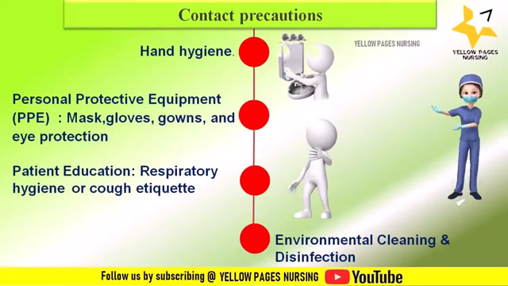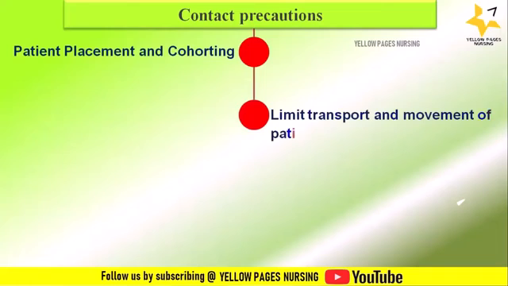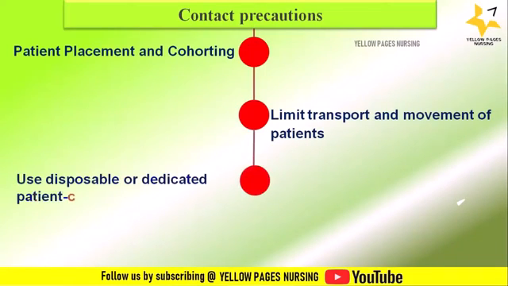Next, contact precautions include patient placement and cohorting, limit transport and movement of the patients, and use disposable or dedicated patient care equipment. Patient placement and cohorting includes placement of the patient, for example, the distance of separation between each patient, privacy curtains between each patient in cohorting depending upon the conditions.